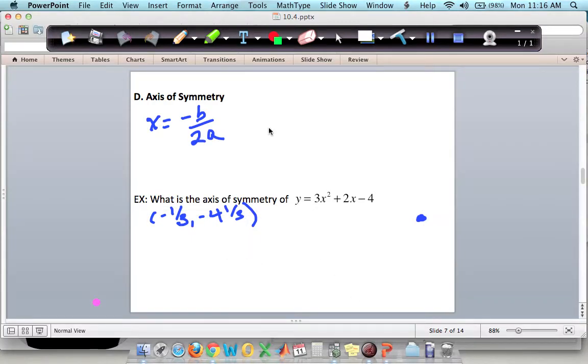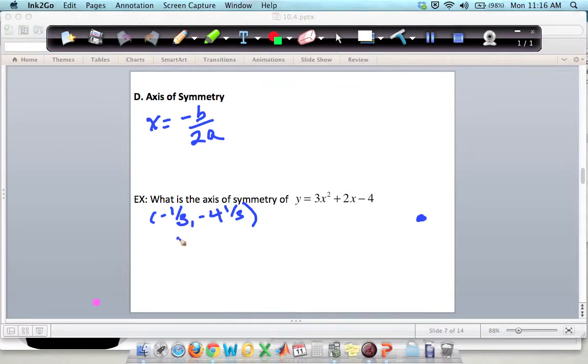And the axis of symmetry, so here was our parabola, right? That axis of symmetry goes directly down the middle, and it's the x value of your vertex, so it's x equals negative 1/3 is that value of that axis of symmetry. It's a vertical line.